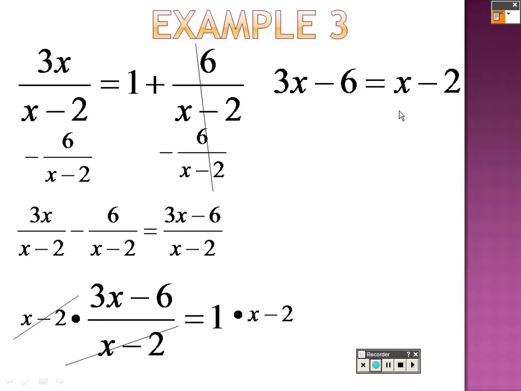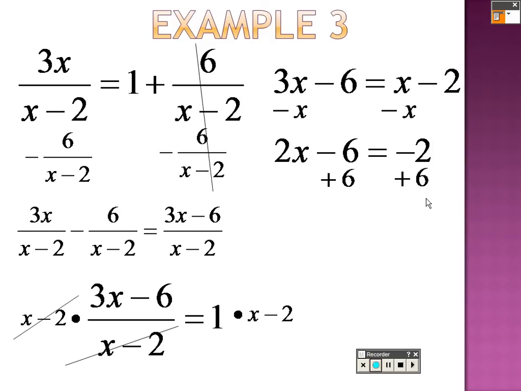which is a very simple problem to solve. I'm going to subtract an x on both sides, because if I do that, the x's cancel. And 3 minus 1 is 2 x's. I still have a negative 6, and I still have a negative 2. I'm going to add a 6 to both sides, because remember, if I move my x's to the left, I should probably move my numbers to the right, which is what I'm doing here. So my 6's cancel out. I got a 2x. Negative 2 plus 6 is 4.